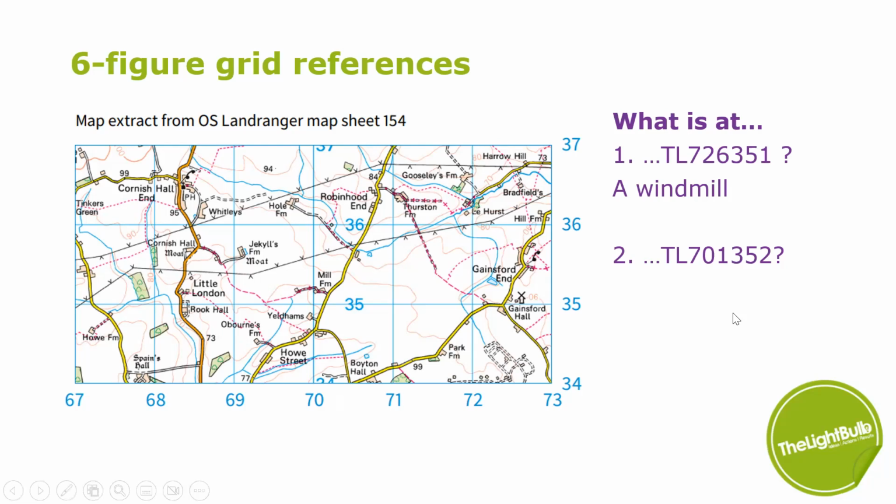Okay, did you get it? So 701352. So 701, well, here's 70. 1 is going to be just ever so slightly past that, around about here, let's say. And then 352. So there's 35 and 1, 2, which takes us up to this little building here, which we're told is Mill Farm. So Mill Farm is the correct answer for this one.